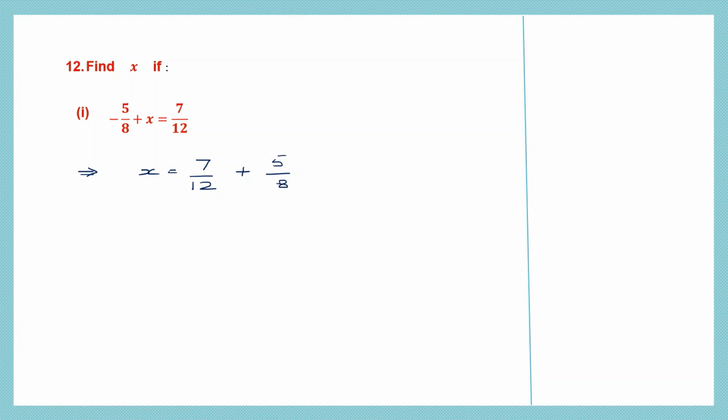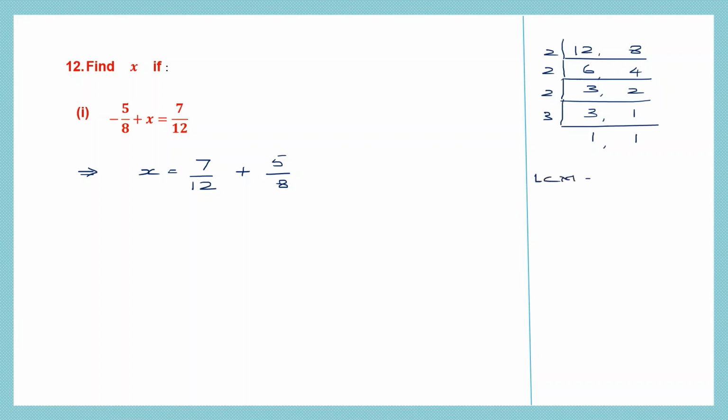So let's find the LCM of the denominators, 12 and 8. So here we can use 2. 2 6s are 12, 2 4s are 8, 2 3s are 6, 2 2s are 4. Again you can use 2, bring down 3, 2 1s are 2. Now we're going to continue with 3. 3 1s are 3. So let's find the LCM. LCM will be 2 into 2 into 2 into 3. 2 2s are 4, 4 2s are 8, 8 3s are 24. So the LCM here is 24 and we're going to use that as the common denominator.